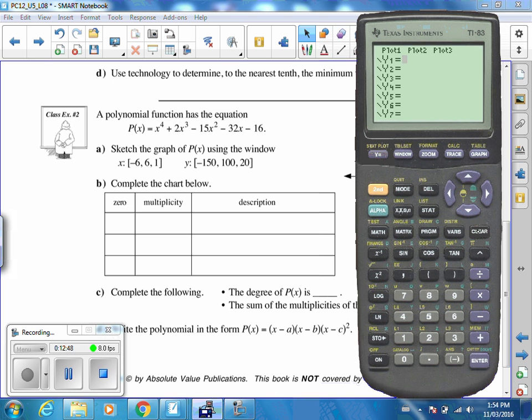Y equals, let's clear all this out. X to the 4th plus 2x cubed minus 15x squared minus 32x minus 16. Now, if you've gone through these things in order, instead of the way I usually teach it, you might at this point be saying, why on earth have I been doing these by hand? So you can look at this and basically have it factored.